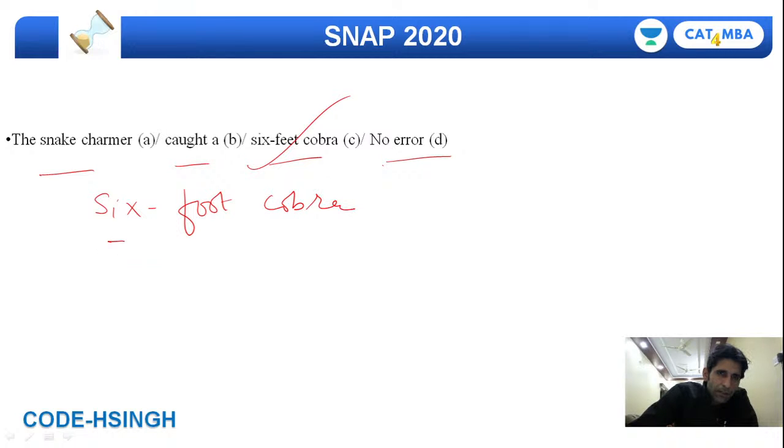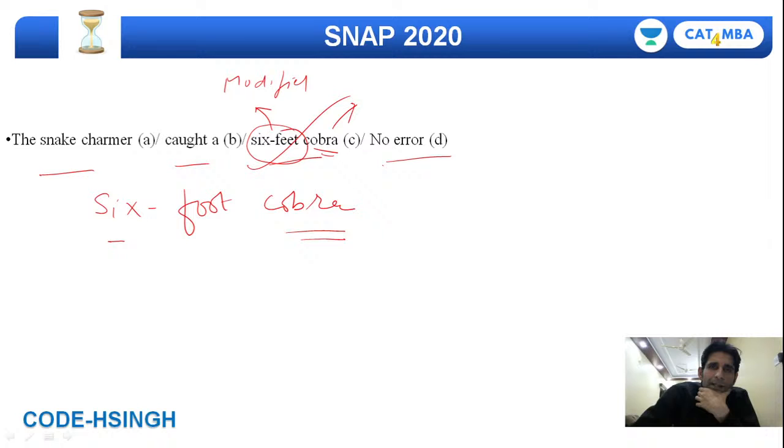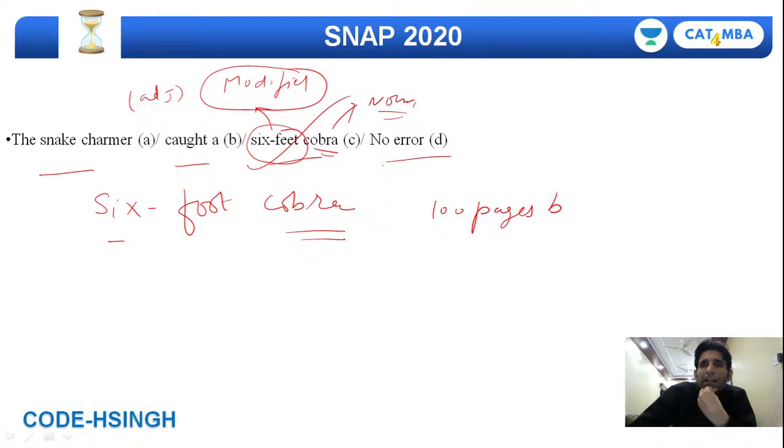Now let me try to explain you the concept. Okay, so look at this. When you look at this term 6 feet cobra, what is happening? This term 6 feet is basically your noun modifier. So this is the modifier and this is the main noun. Cobra is the main noun. Now, if you remember this concept that when you look at a noun modifier, which are mostly the adjectives, you cannot pluralize a noun modifier. That is the reason why we never say, for example, 100 pages book. कभी ऐसे बोलते हैं 100 pages book? नहीं बोलते.